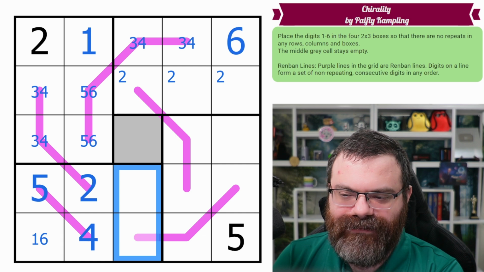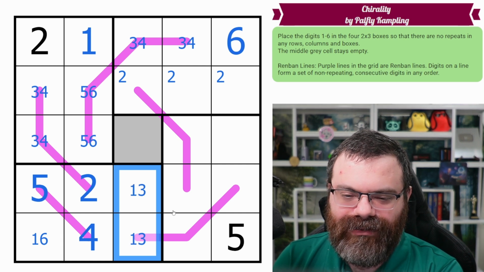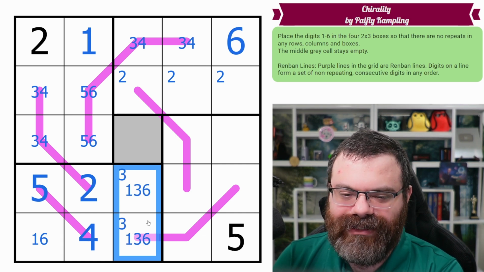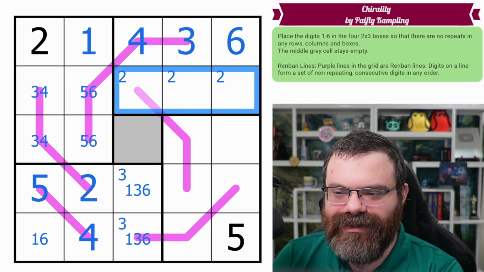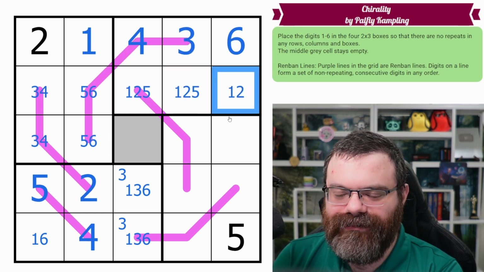Very nice. Okay, and to finish this box, we need 1, 3, and 6. And the 3's in one of these two. That's going to point up, giving us the 4 and the 3. Nice. Okay, so what's left here is 1, 2, and 5. We're going to have one of each.